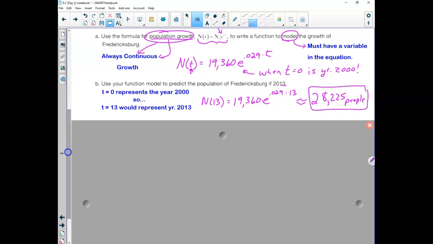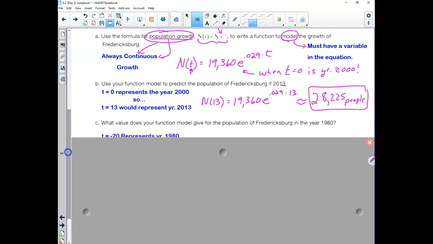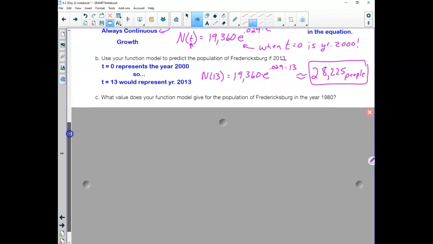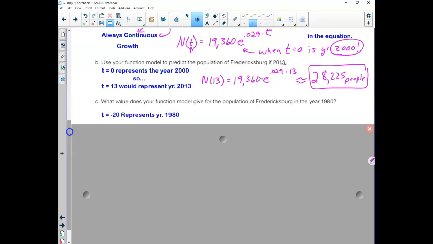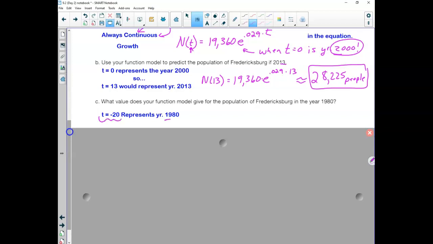Okay? Well, that's what the population is going to be 13 years from now in 2013. What does your function model give you for the population of Fredericksburg in the year 1980? Well, remember, this is for the year 2000. If I go back to the year 1980, I'm subtracting 20 off. So t equals negative 20 is going to represent the year 1980. So I'm looking at N of negative 20 in function form.